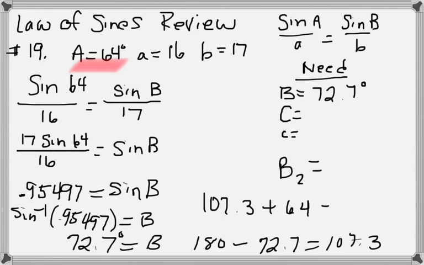If they sum together to give you a value less than 180, then that triangle exists. That means there is a second triangle.